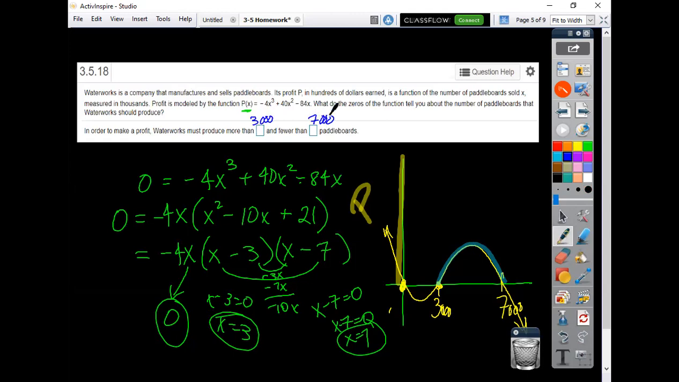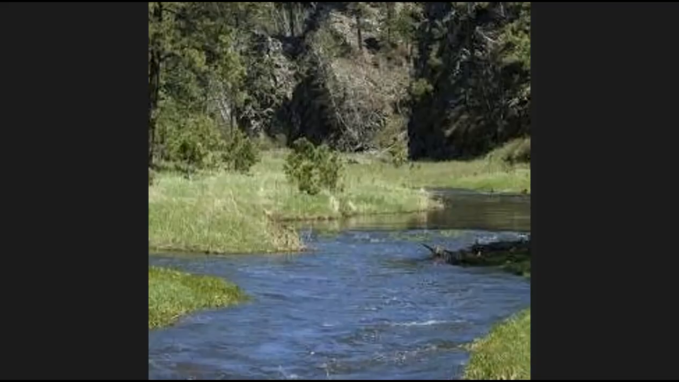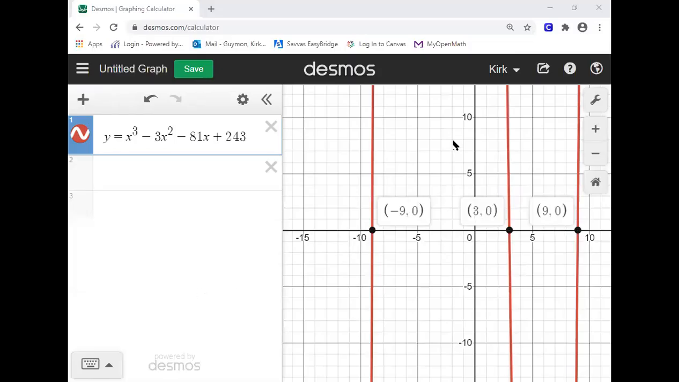More than 3,000 paddle boards, but less than 7,000. Again, you can plug that into Desmos to help you get that graph, like we've demonstrated multiple times before. I guess I could go do that quickly. I've been having a rough time this morning sharing my screen correctly, but here we go. I don't think I wrote the equation down. I better go back again. I have to go get that.